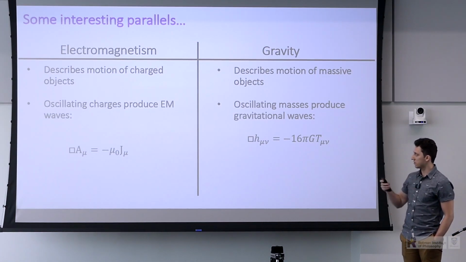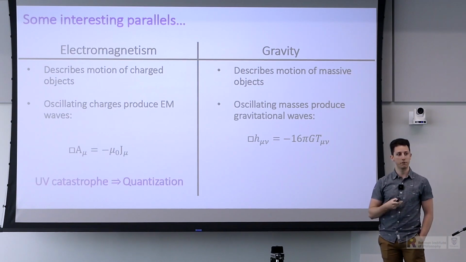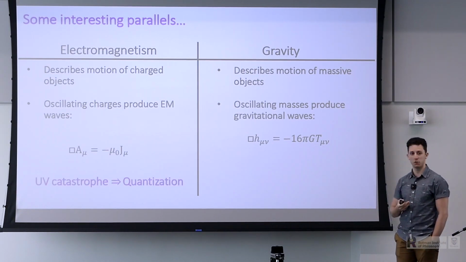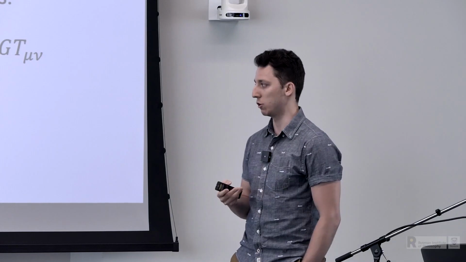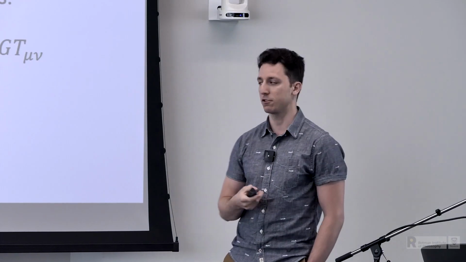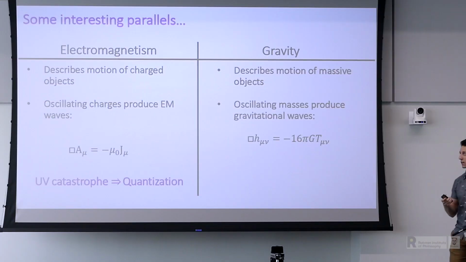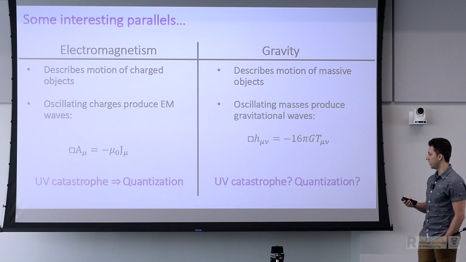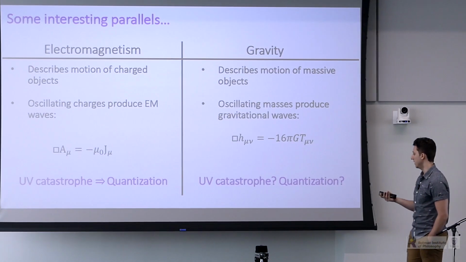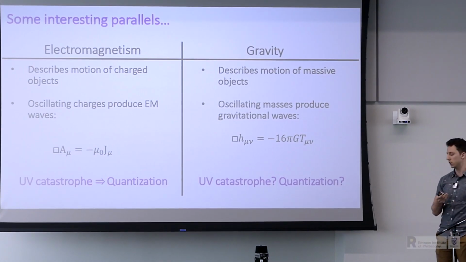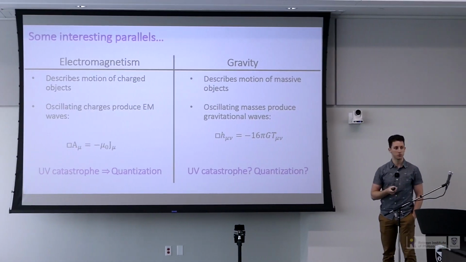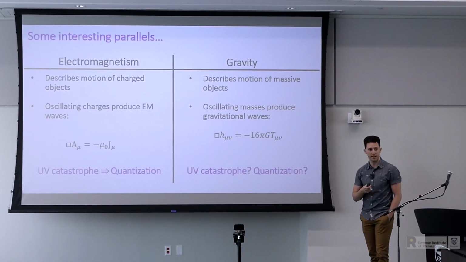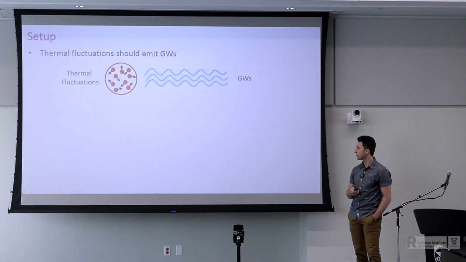As we just discussed in electromagnetism, if we assume a classical theory, we're led to an ultraviolet catastrophe, which means that we have to quantize the electromagnetic field. And so now the interesting and obvious question becomes, what happens in gravity? If we assume classical gravity, do we get a UV catastrophe? And if so, does this mean that we need to quantize the gravitational field? So these are the questions that I'm going to try to answer in the remainder of this talk.